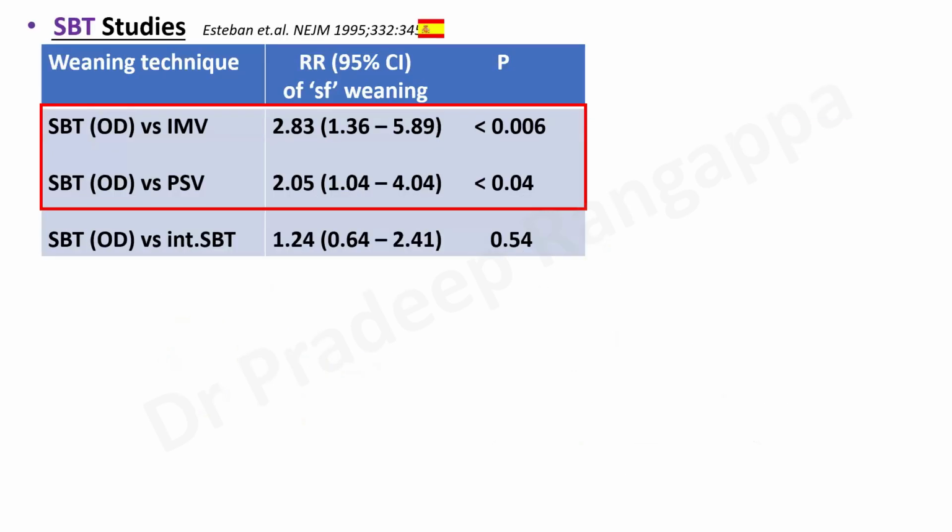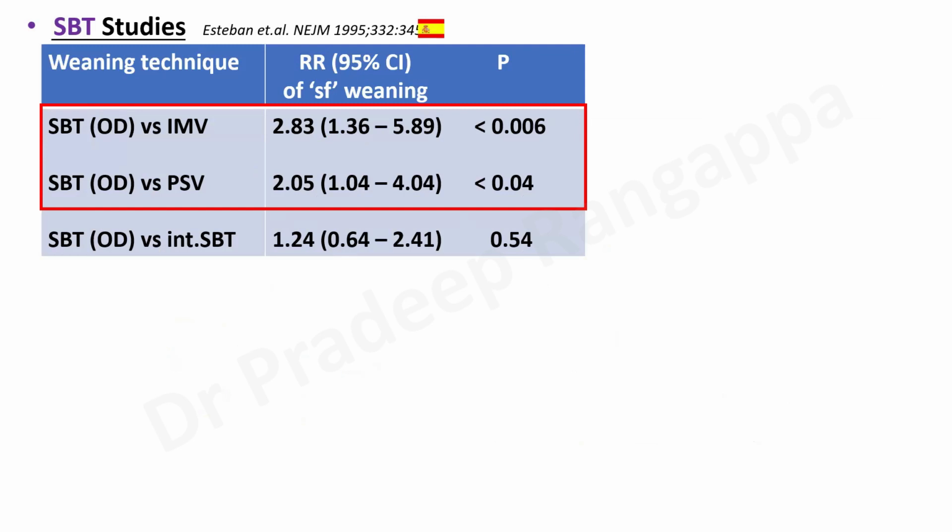So there are multiple studies. I'll just take you through key studies which have compared spontaneous breathing trial with pressure support and with intermittent mandatory ventilation. So this came from the Esteban group, which has done a lot of work on weaning, where when you look at the spontaneous breathing trial versus intermittent, the relative risk of successful weaning was shown to be significantly better with spontaneous breathing trial.